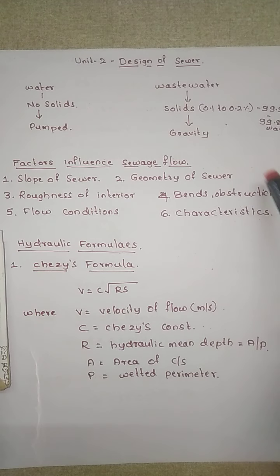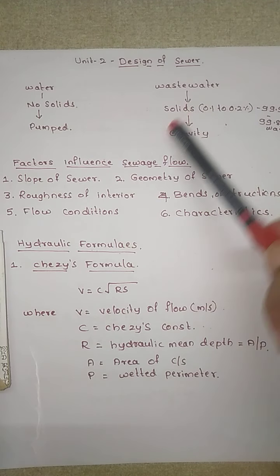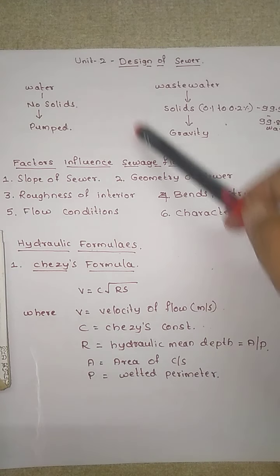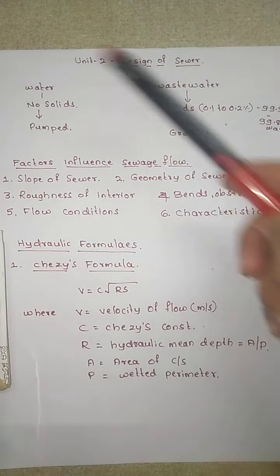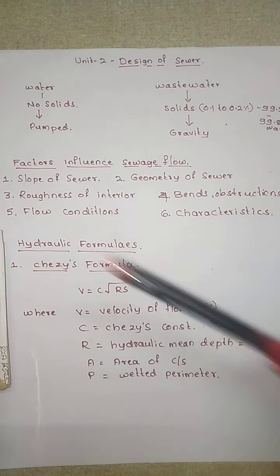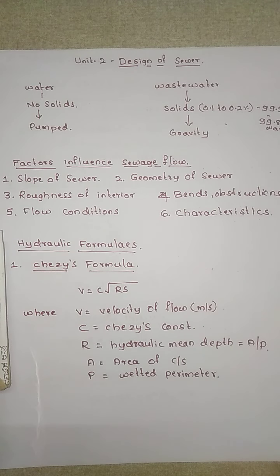Then the wastewater always flows under gravity, and we should take care that there is sufficient gravity flow so that the wastewater falls freely. This is the difference between the water carrying system, that is your water lines, and the wastewater line. The main difference with the wastewater line is that it has solids and it has to move under gravity.